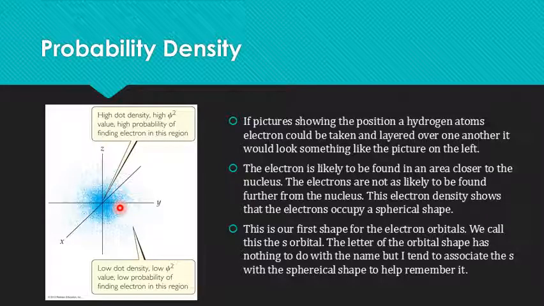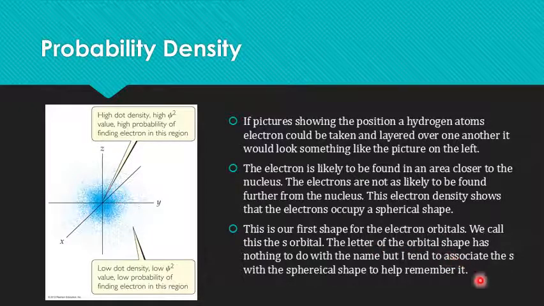So we have a kind of spherical shape to our electron and where it's hanging out. Well, we call that area that the electron hangs out, the spherical shape, an orbital. And that orbital happens to be called our s orbital. So, the electron is likely to be found in the area closer to the nucleus, but not in the nucleus. The electrons are not as likely to be found further from the nucleus. We can see there's not that many dots out here. The electron density shows the electrons occupy a spherical shape. So that's our first electron orbital. Call it our s orbital.